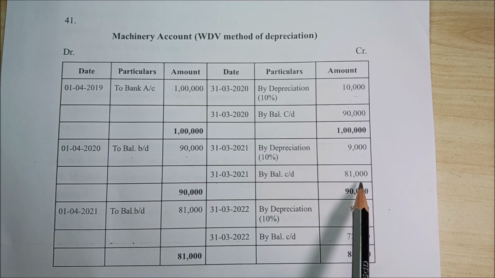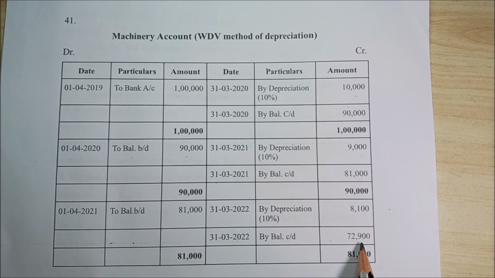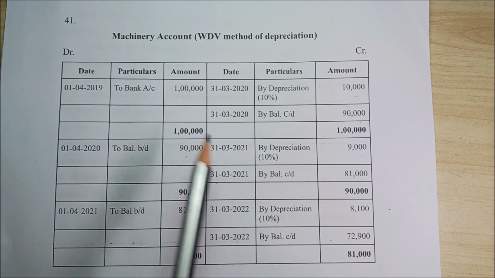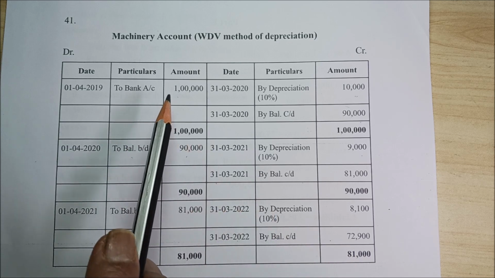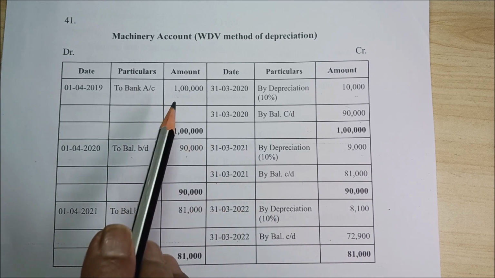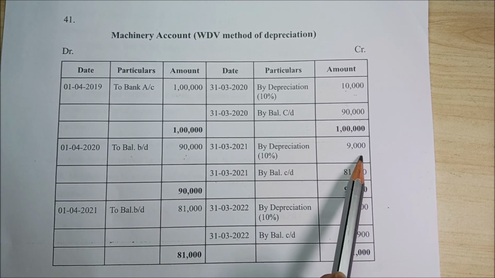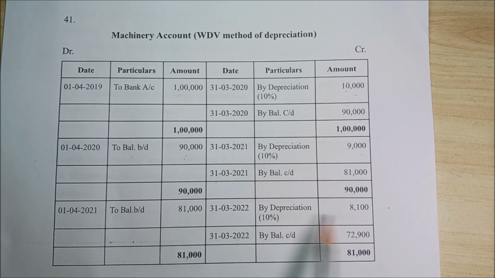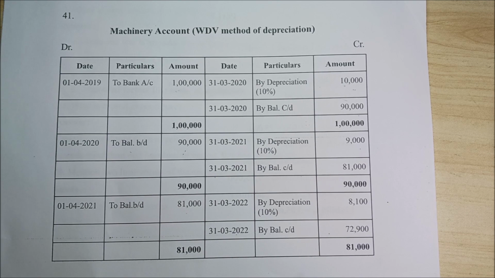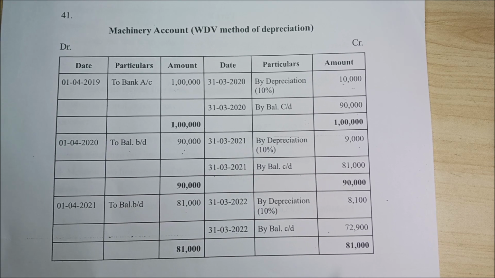They have asked for 2 years, I am giving you for 1 more year. 1/4/21 to balance 81,000, by depreciation 8,100, by balance carried down 72,900. So this is the written down value method. On the opening balance of the asset of every year, you are going to depreciate: 10% of 1 lakh is 10,000, 10% of 90,000 is 9,000, 10% of 81,000 is 8,100. So I have solved all the questions from part A to part E, right.